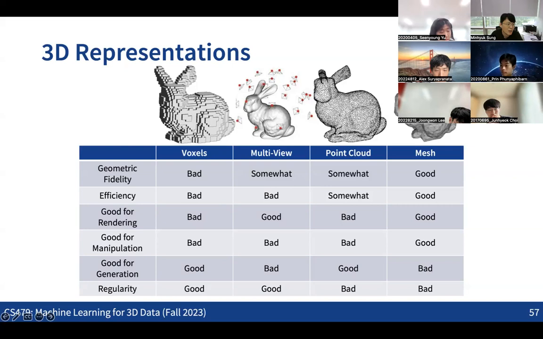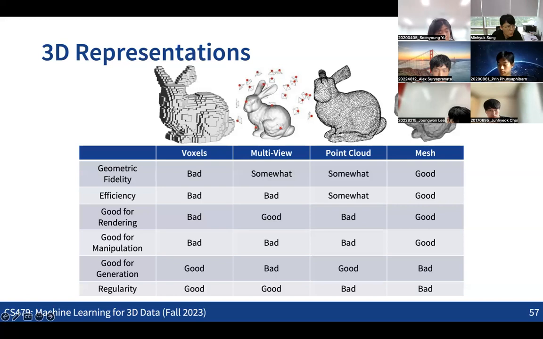Also, point cloud may not be the ideal representation for capturing all the geometric details, because it is not a representation that can have surface information. So that can also be a downside. In terms of geometric fidelity, the best representation might be the mesh, because it contains all the surface information.